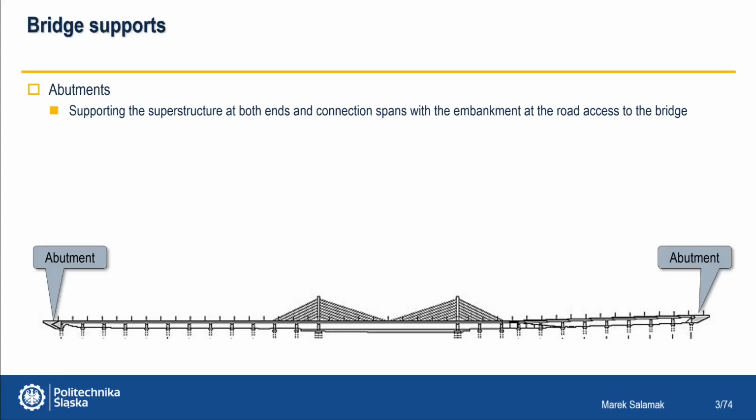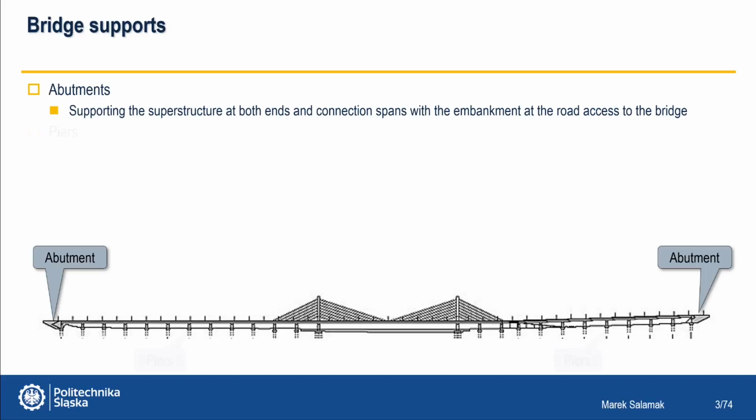So as I mentioned in the introduction, we distinguish three basic types of bridge support. These are abutments that support the superstructure at both ends of the bridge and connect the span structure with the embankment at the road access to the bridge. These are very characteristic elements that are not found in other types of construction works.